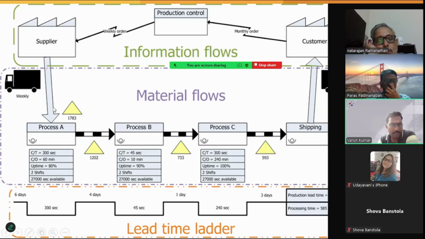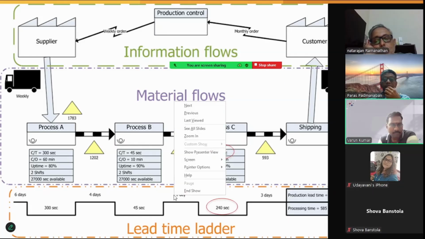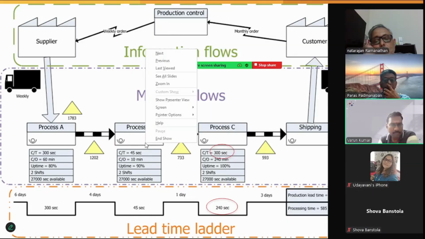Everyone is clear about this? What is the meaning of this? 1780 pieces stored here in this bin. So there is a WIP bin here, there is a WIP bin here, there is a WIP bin here, there is a WIP bin here. WIP is work in process inventory. Now let us have a look at this. Zoom in is here.